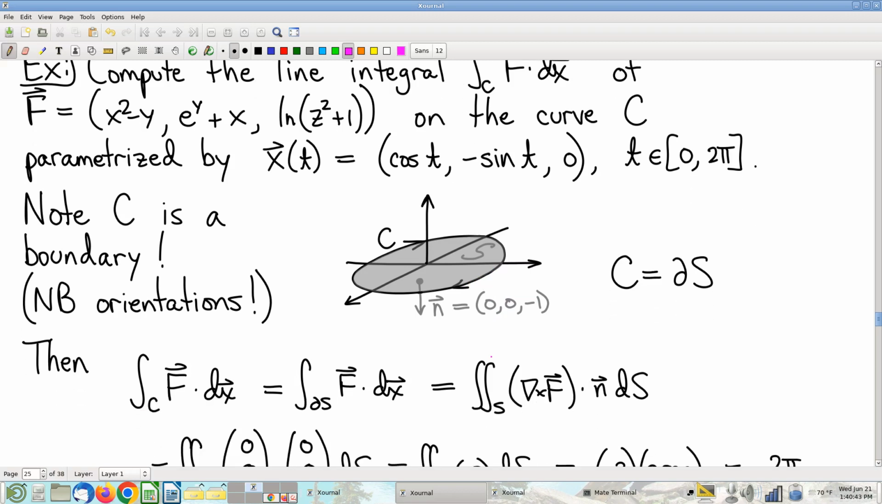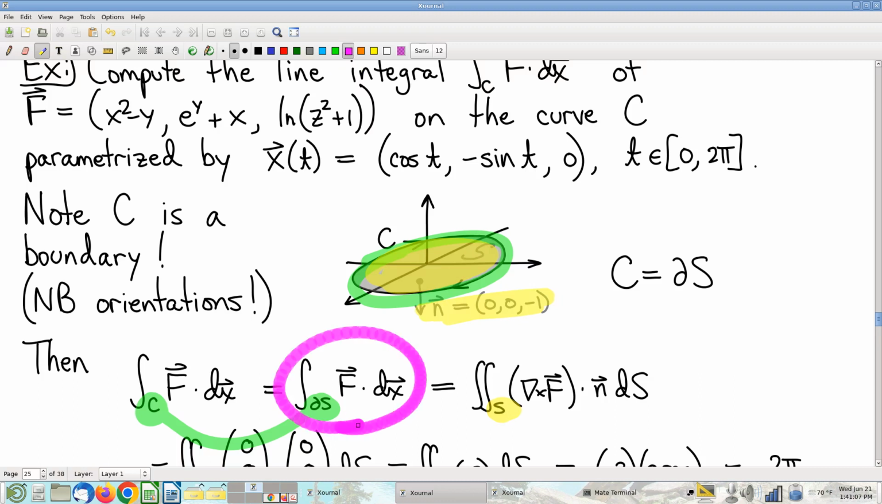Stokes' curl theorem then tells us that, as we have been asked for a line integral on a boundary of a surface, this curve being the boundary of that surface with this normal vector, Stokes' theorem tells me that the circulation, the line integral, is that flux integral. Everybody happy?